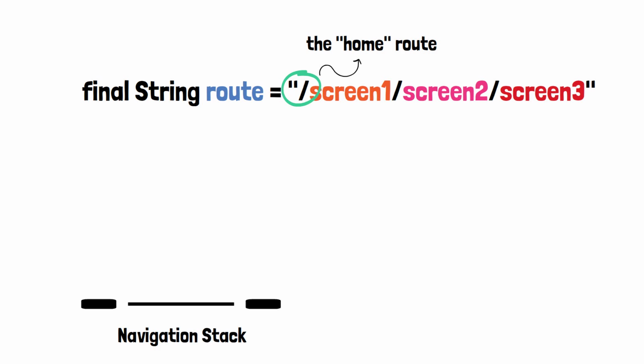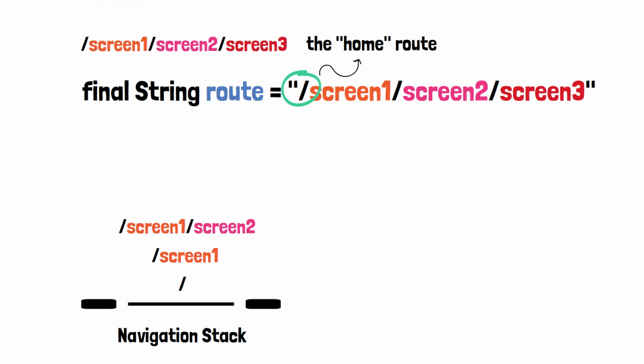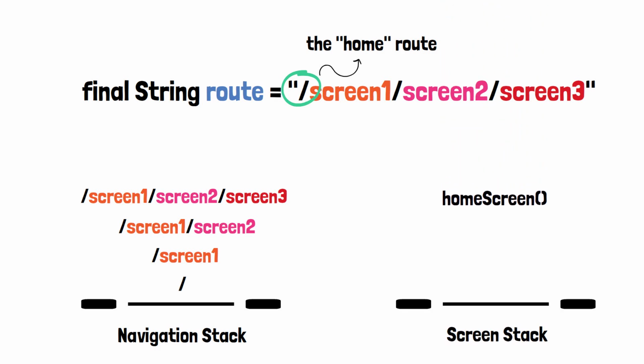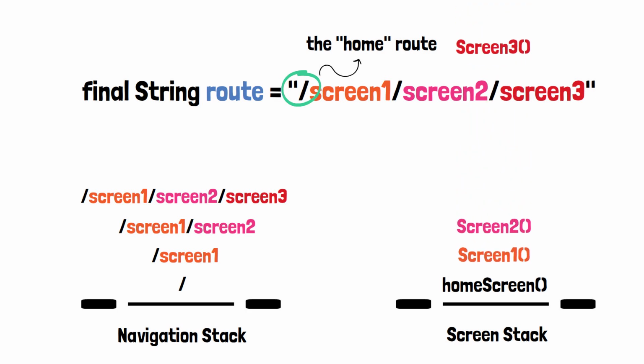Instead, it will push the following routes in this specific order: the first backslash, the /screen1, /screen2, and /screen3. So you would have the home screen, screen1, screen2, and screen3 pushed inside the navigation stack one over another right in this order.